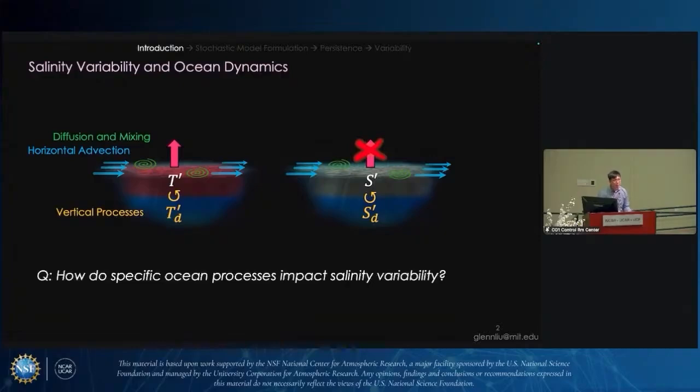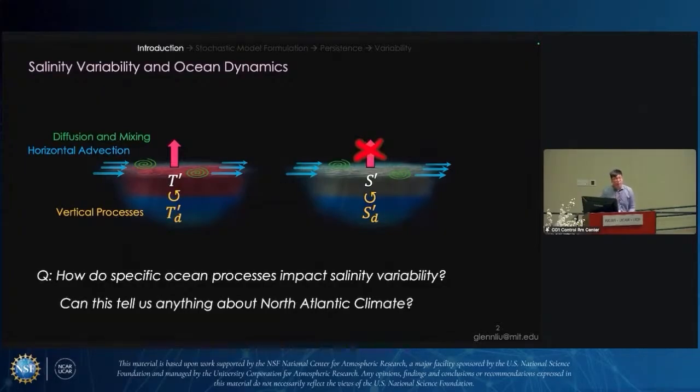But considering all these different processes, how do these different processes individually impact salinity variability? And in turn, can that tell us anything about the role of these ocean processes for North Atlantic climate? So for this study, I really focus in on the vertical entrainment, local vertical entrainment, and try to investigate that using a simple model.